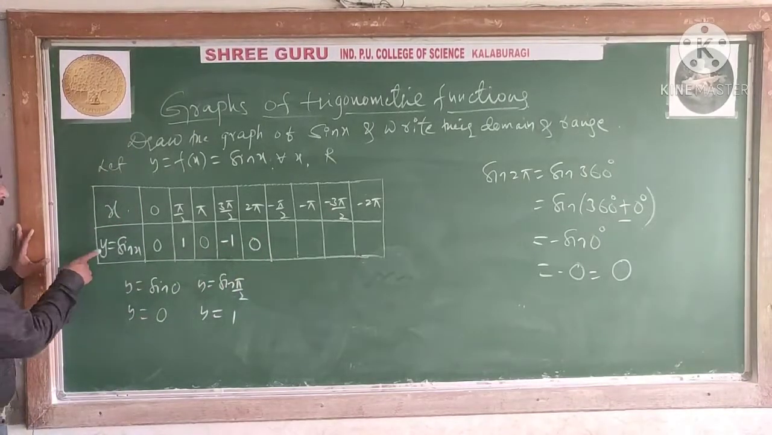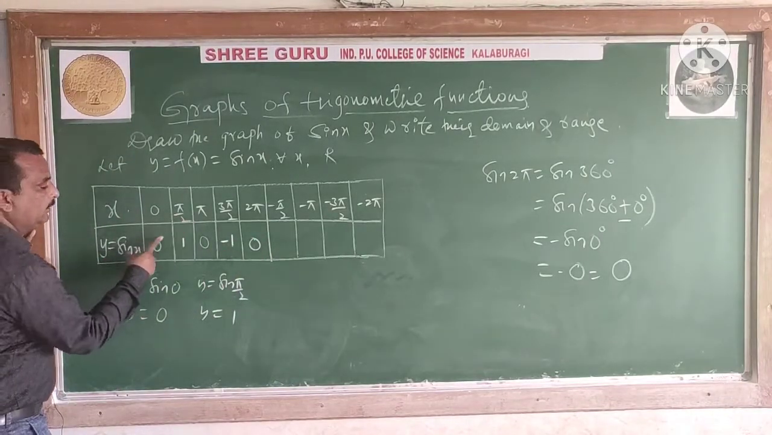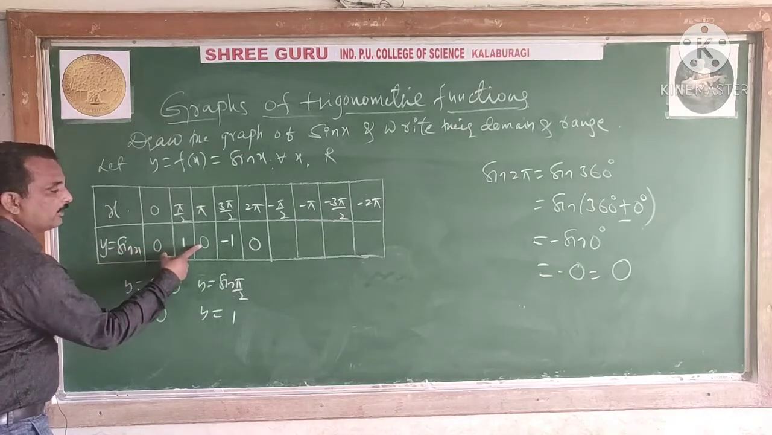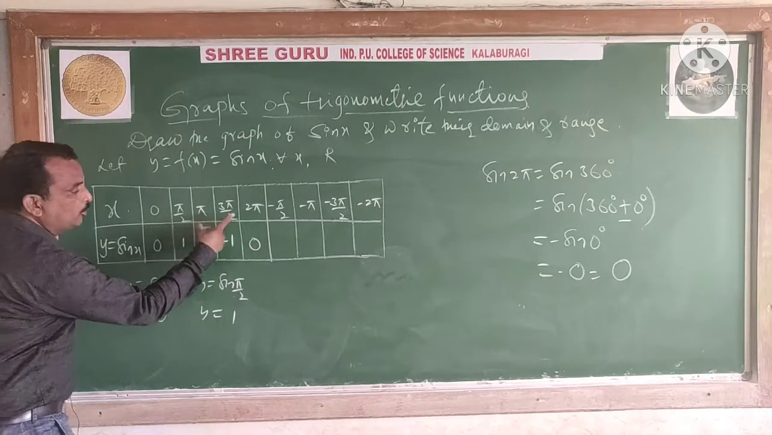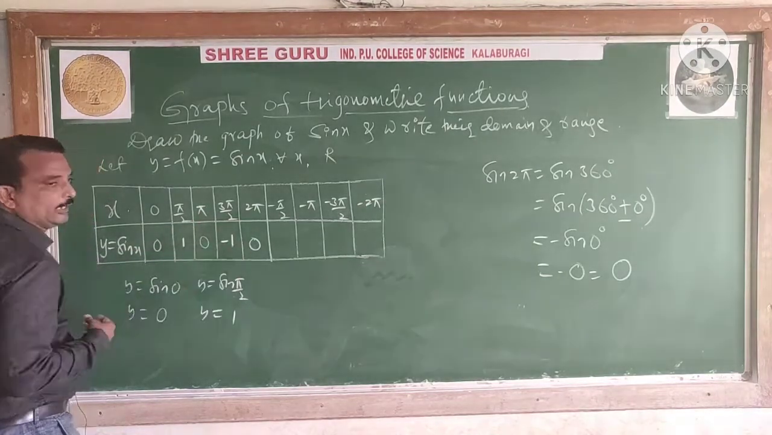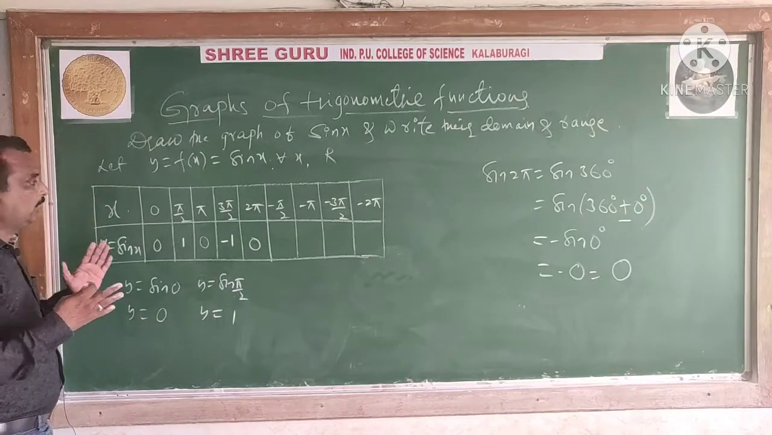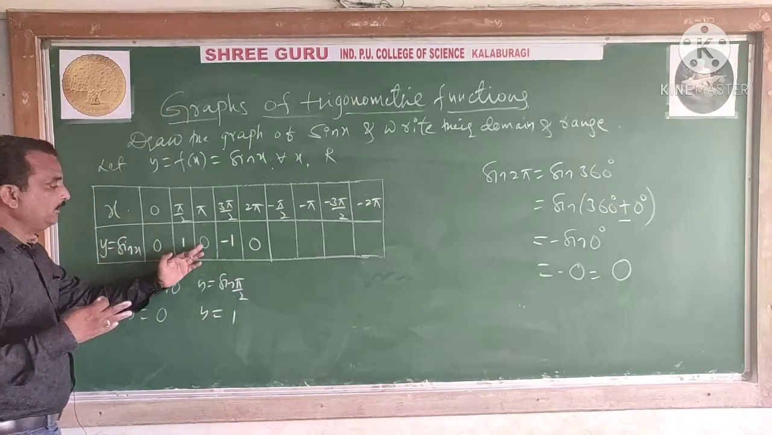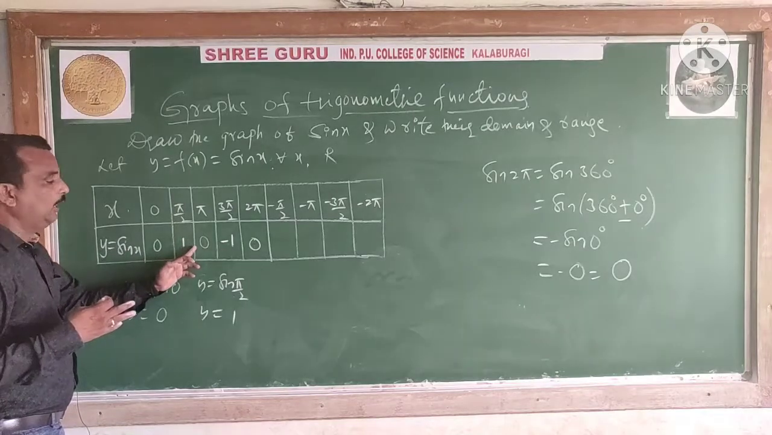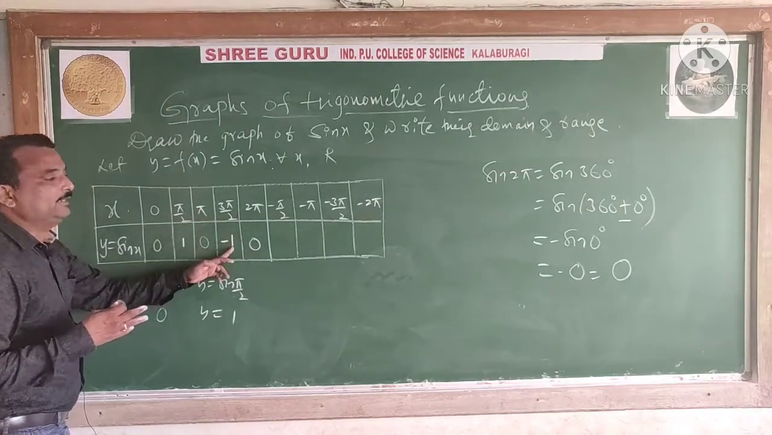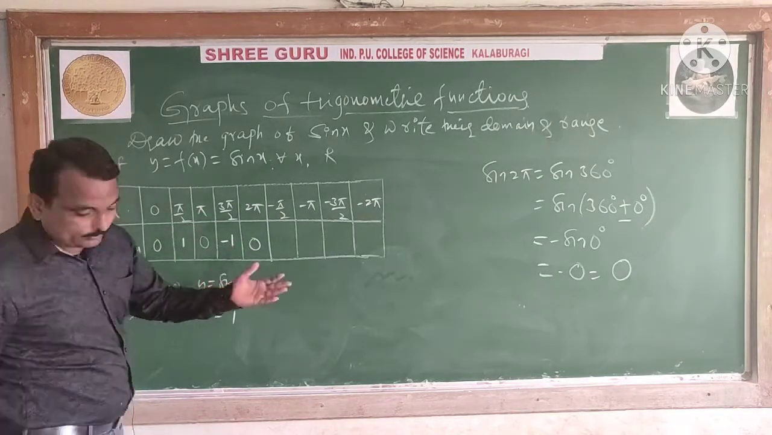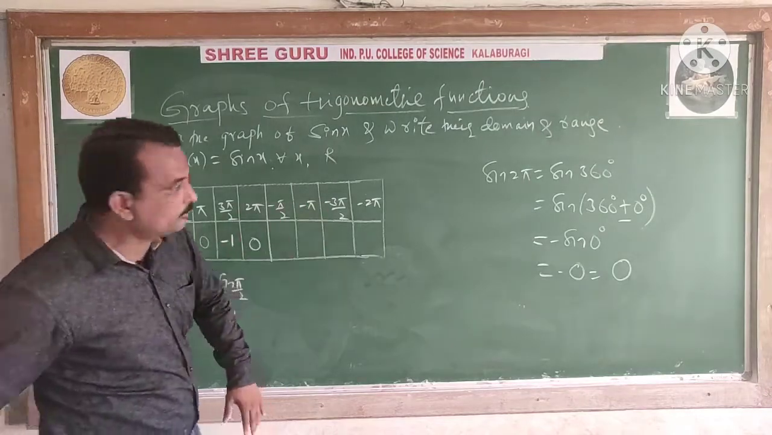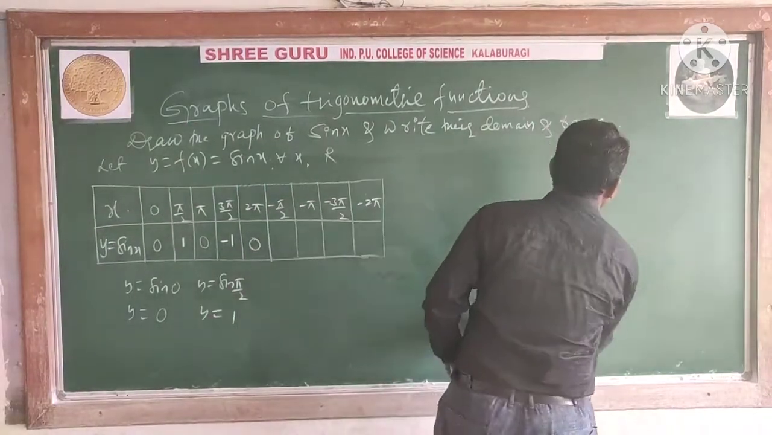See the students. In the interval 0 to pi, the sin function is positive, and in the interval pi to 2 pi, the sin function is negative. Now let us go for the negative values of these. We will calculate the negative values.